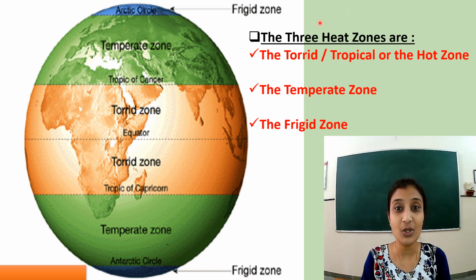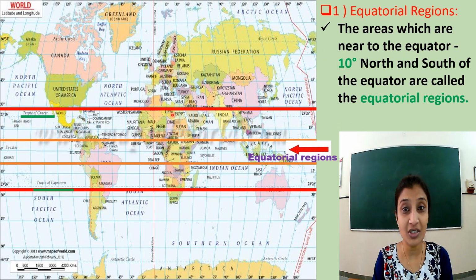It lies between the tropics, Tropic of Cancer and Tropic of Capricorn. And the equator runs through the center of the zone. In this chapter, we are going to study only about the torrid zone. Look at the map, children. The torrid zone covers four regions.